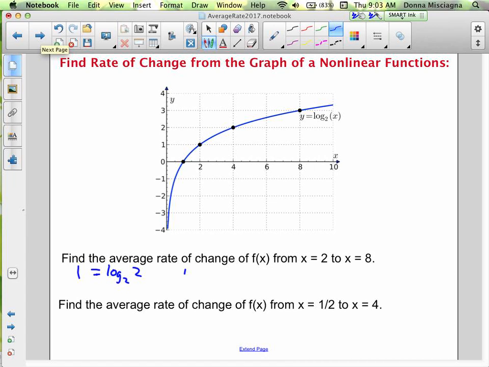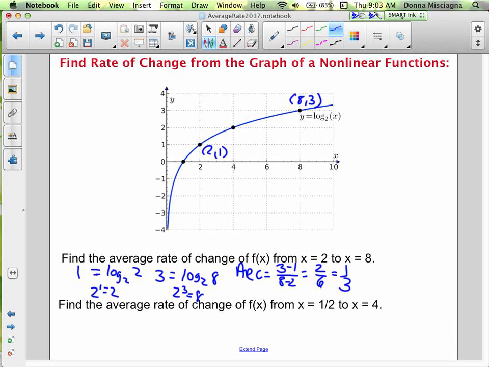How about log base 2 of 8? What does that equal? 3, because 2 cubed is 8, and 2 to the first is 2. All right, so our points here are (8, 3) and (2, 1). So the average rate of change is going to be 3 minus 1 divided by 8 minus 2, which is 2 over 6, or 1/3.